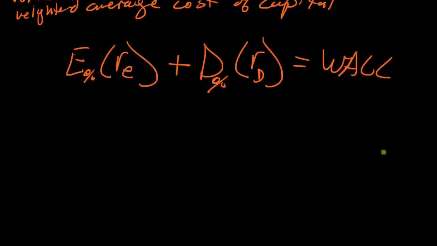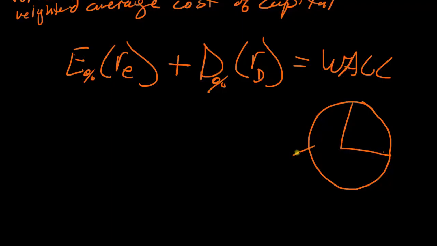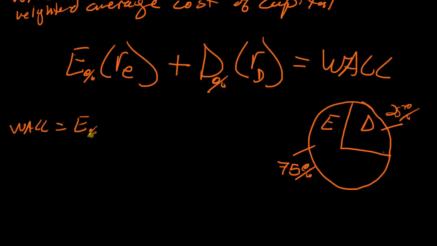And the reason we do it this way is because our percentages are not always going to be 50-50. It could be that 75% of my capital structure comes from equity, and that 25% of my capital structure comes from debt. And that changes things up a little bit. So how do I calculate my WACC? WACC is equal to equity percentage times rate of equity plus debt percentage times my rate of debt.